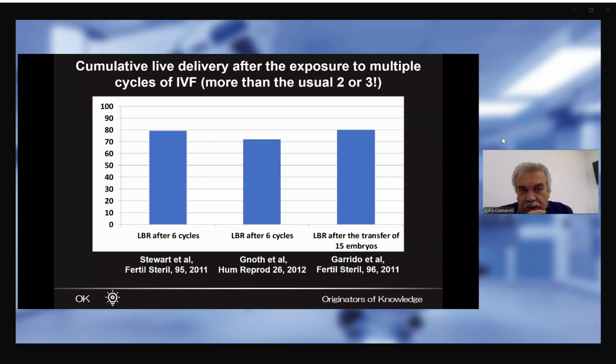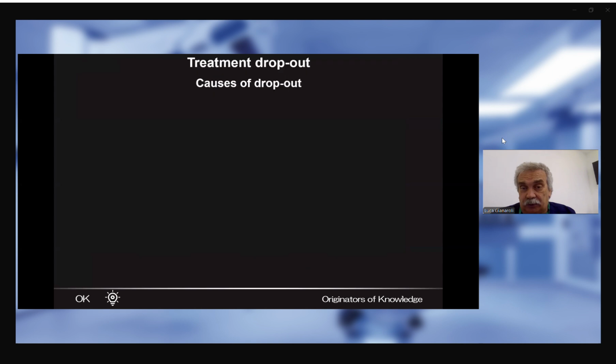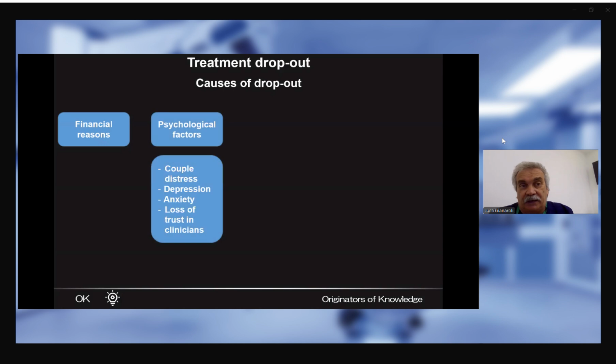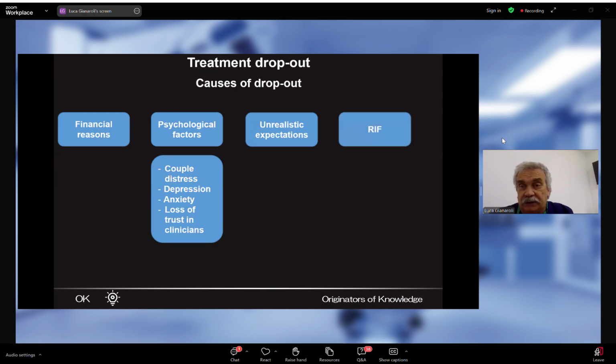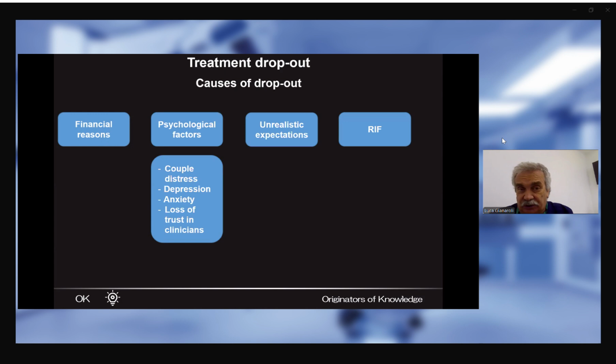Here we are. You see here that after 6 cycles of treatment, even if we are talking about data that are older than 10 years, you still have 85% of the patients that can deliver. I'm not talking about getting pregnant, but delivery. So our major issue is to avoid the patients, once they enter ART treatment, to drop out. They can drop out for financial reasons, for psychological factors, for unrealistic expectations, and I'll go back to this, and for repeated IVF failures in general.